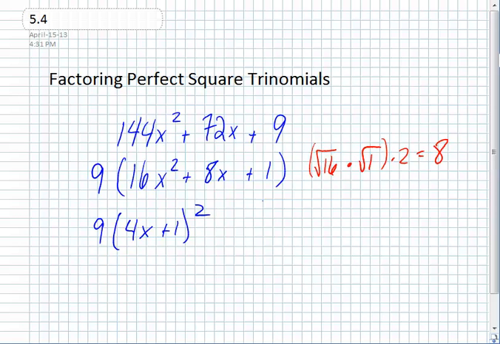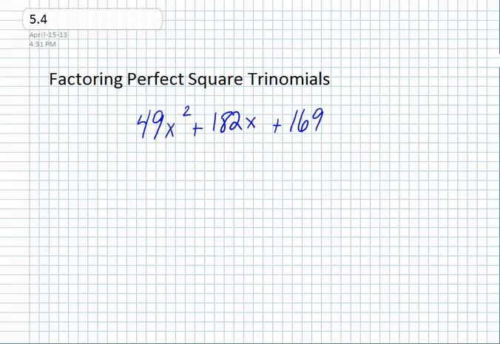Let's look at one maybe that doesn't have a giant GCF that we can pull out and make a little bit easier. Okay, here's one. And again, this is where you're going to really wish you knew all of the perfect squares, because the first and last term are in fact perfect squares. I know that the square root of 49 is 7, and the square root of 169 is 13. And by the way, 7 times 13 is 91, and if I multiply that by 2, look at that, I get 182.